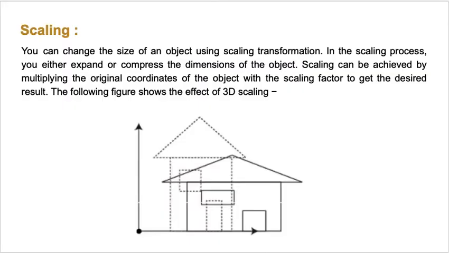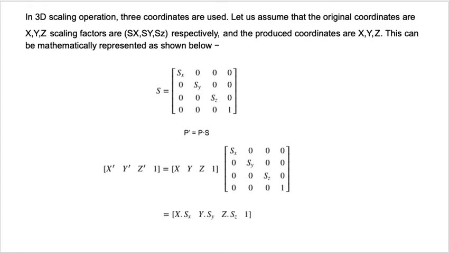Next, the scaling. You can change the size of the object using scaling transformation, as we saw before for 2D. In the scaling process you either expand or compress the dimensions of the object. Scaling can be achieved by multiplying the original coordinates of the object with the scaling factor to get the desired results. The following figure shows the effect of 3D scaling, right? So this is 3D scaling. And for the 3D scaling operation, three coordinates are used.